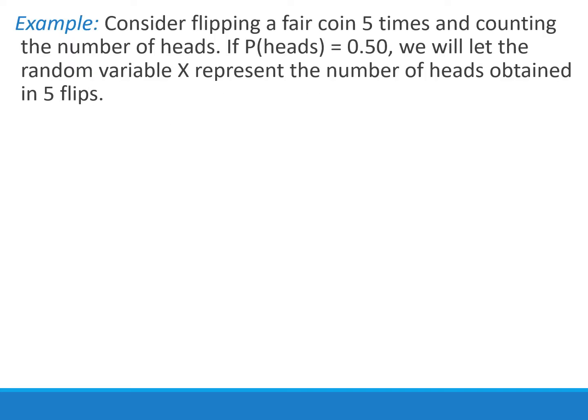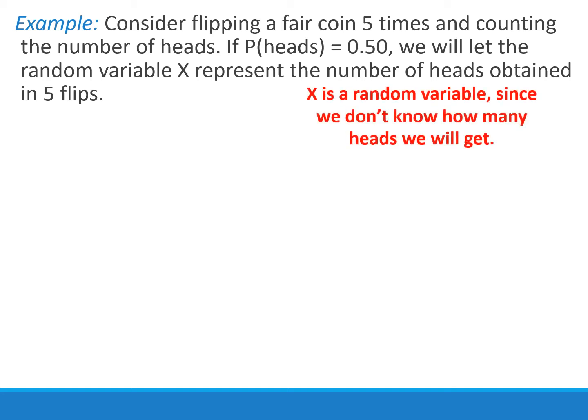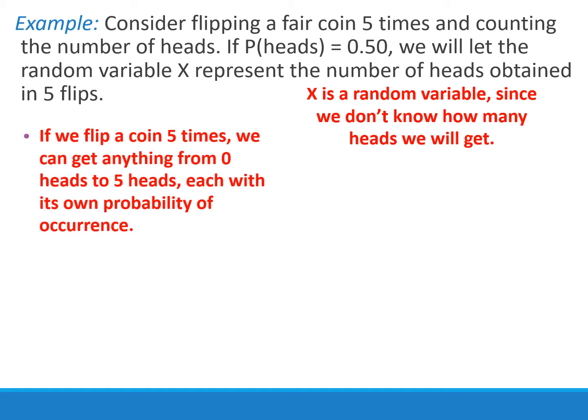So take this example. Consider flipping a fair coin 5 times and counting the number of heads. If P(heads), or the probability of getting heads, equals 50%, we will let the random variable X represent the number of heads obtained in 5 flips. X is a random variable. Since we don't know how many heads we will get, we can get anywhere from 0 heads to 5 heads when we flip this coin 5 times.